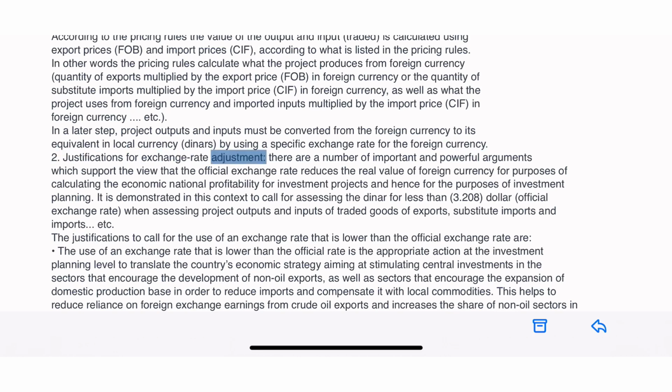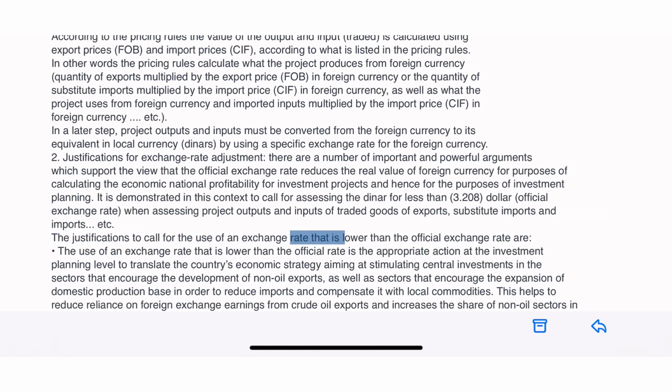Justifications for exchange rate adjustment. There are a number of important and powerful arguments which support the view that the official exchange rate reduces the real value of foreign currency for purposes of calculating the economic national profitability for investment projects, and hence for the purposes of investment planning. It is demonstrated in this context to call for assessing the dinar for less than the $3.208 official exchange rate when assessing project outputs and inputs of traded goods of exports, substitute imports and imports, etc.